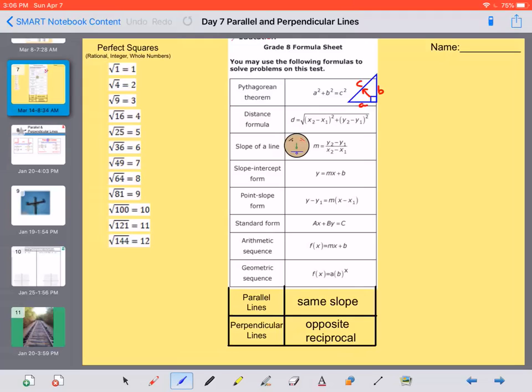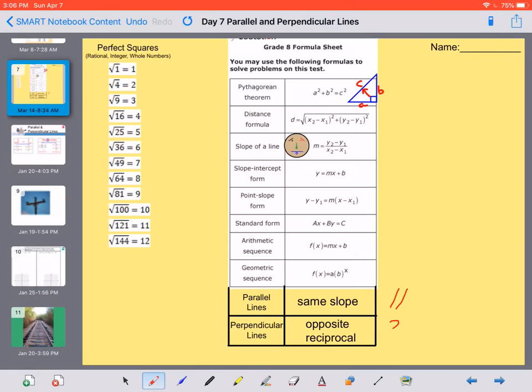Morning, everyone. Today we are going to be talking about parallel and perpendicular lines. So on your formula sheet, I want you to add two things to the bottom of your formula sheet. Parallel lines have the same slope. So parallel lines look like this, lines that are never going to cross. Perpendicular lines, their slope is the opposite reciprocal.